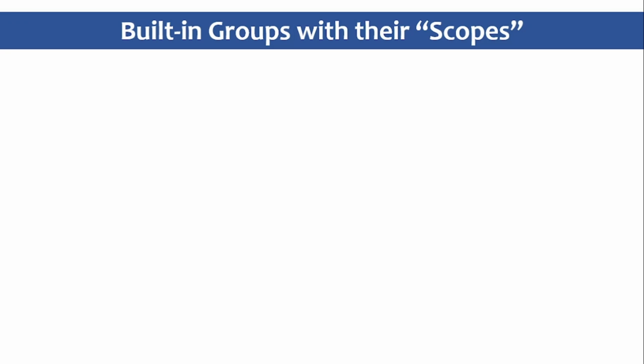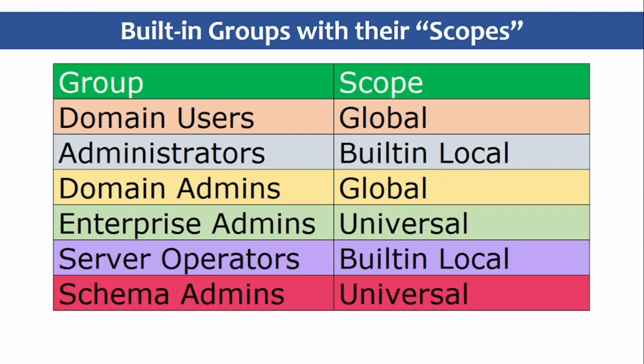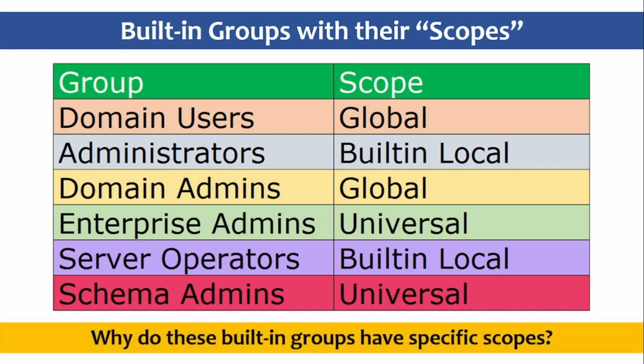So let us understand the scopes now, built-in groups and their scopes. These are the scopes: domain users, the scope is global; administrators, built-in local; domain admins, global; enterprise admins, universal; server operators, built-in local; schema admins, universal scope. So one question arises in the mind: why do these built-in groups have specific scopes?